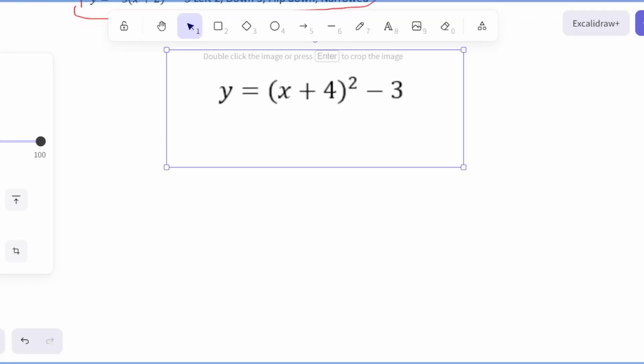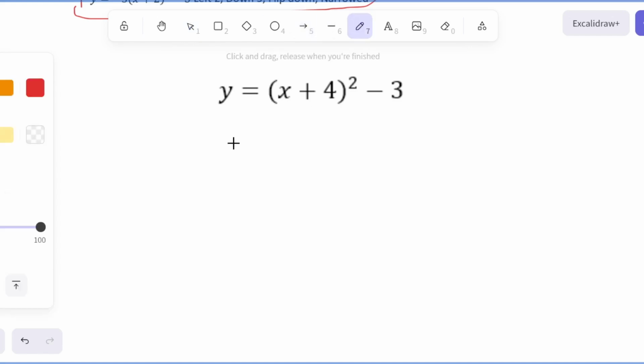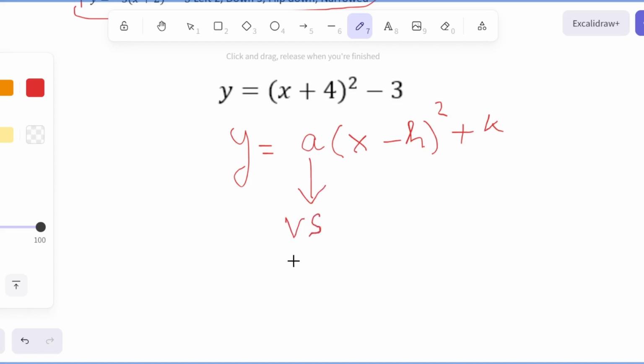Because if you see, the standard equation is y equals a times (x minus h) squared plus k, right? Where a will tell you whether it's a vertical stretch or a vertical compression, or whether there is any reflection, right? And h will tell you about the horizontal shift, and k will tell you the vertical shift.